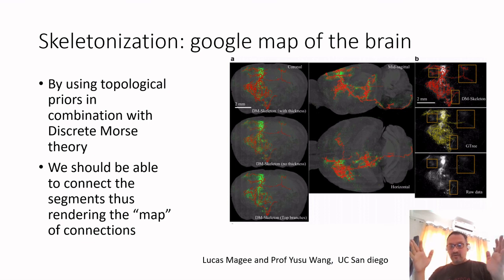We basically borrow, it's exactly the same as Google Map. Google Map is never going to map every single centimeter of your road, right? So they know there is a road here, they know there is a road there, and they assume that it's connected. We do exactly the same thing. Again, we're going to base it on discrete Morse theory, and we've been working on how to connect these different segments and create a skeletonization, we call it a skeleton of these connections. Basically developing the Google map of the brain, right?